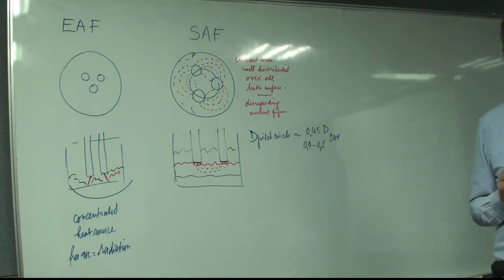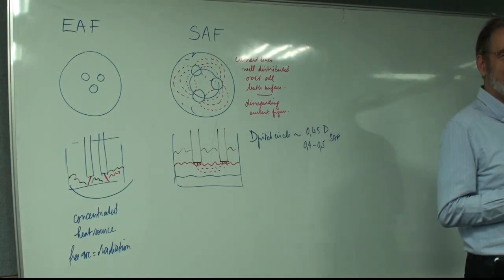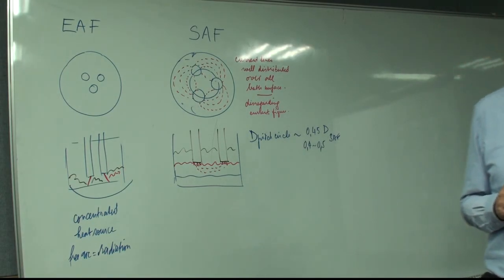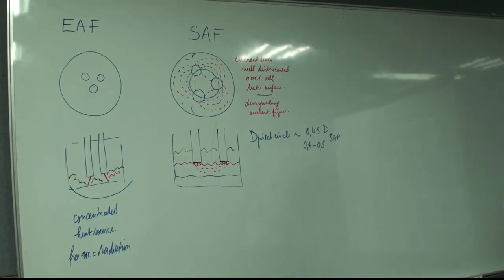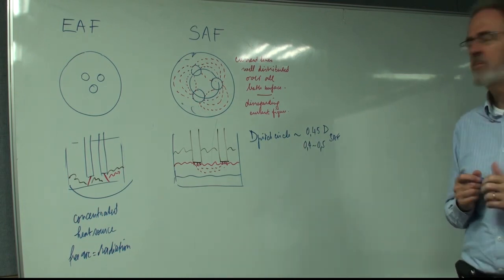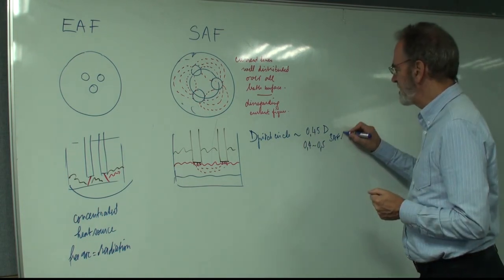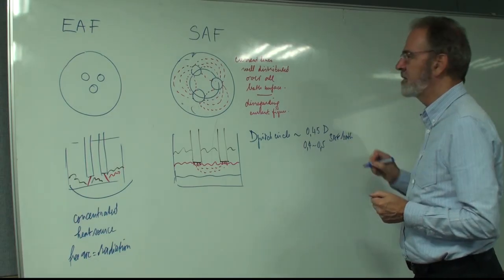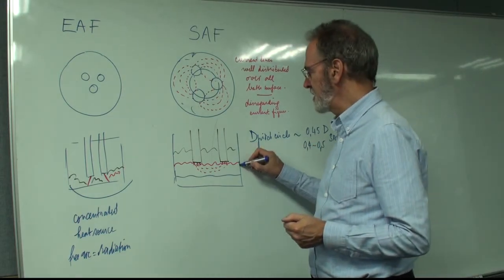Okay. The diameter of SAF means the inside diameter. Inside the walls, yes. Diameter of SAF mass, actually. This.